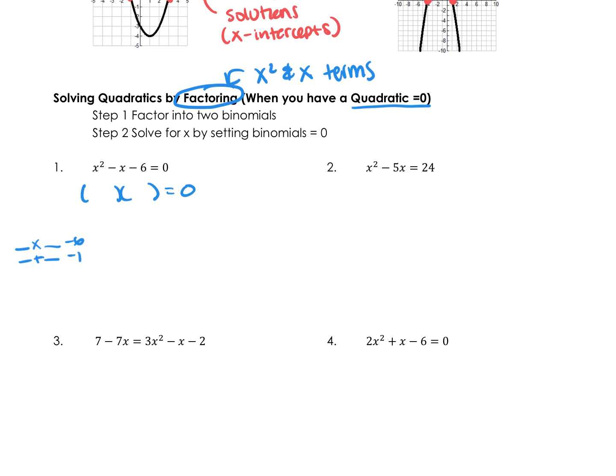What would be our numbers that multiply together to get -6 and add together to get -1? -3 and 2. Those will multiply together to get -6 and add together to get -1. So this will be x minus 3 and x plus 2.